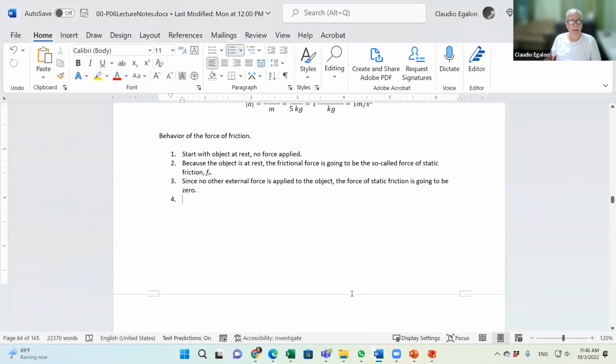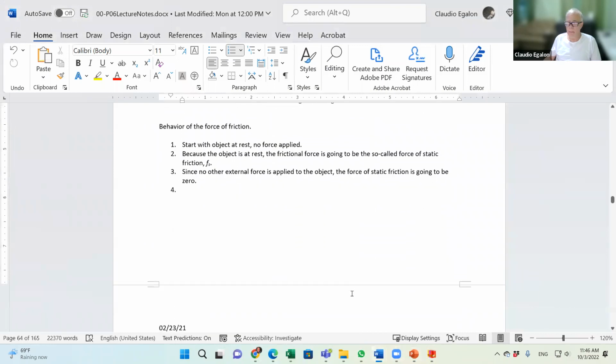So we can write it down in words here. We have what, 15 more minutes to go, right? Any questions? Okay. Since no other external forces apply to the object, the force of static friction is going to be 0.